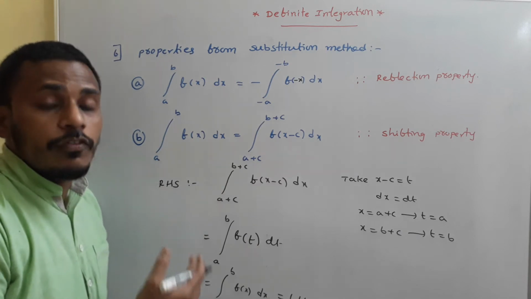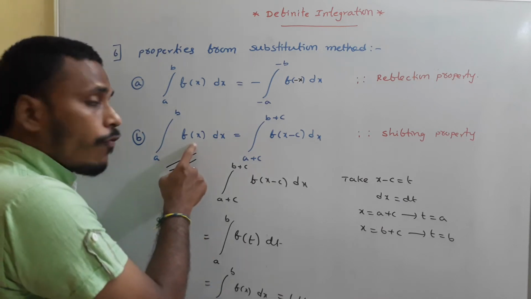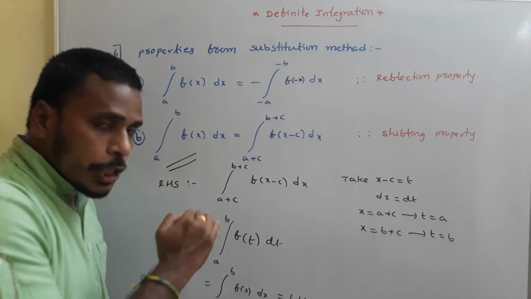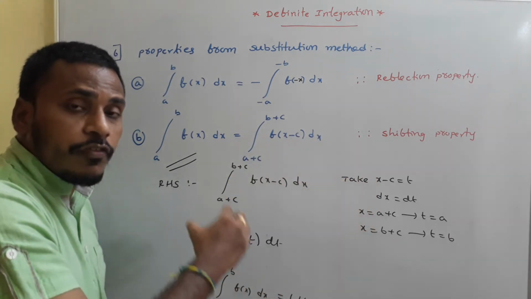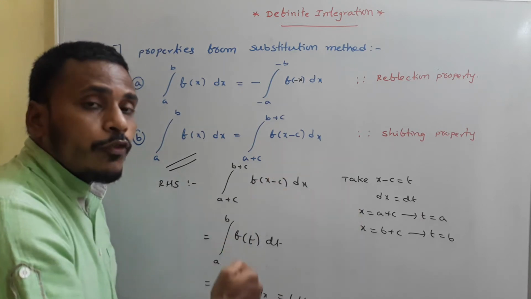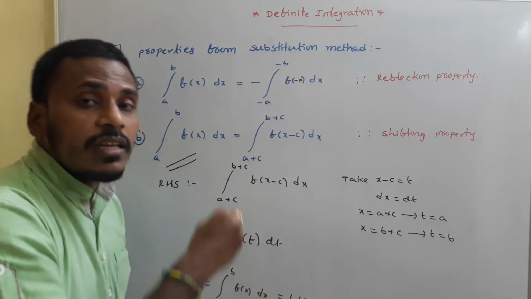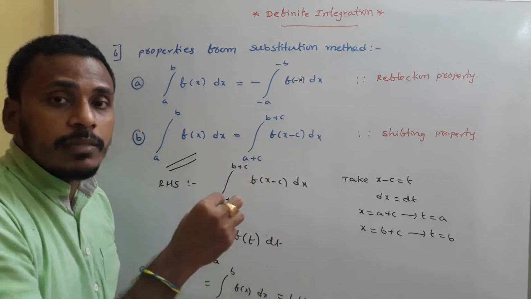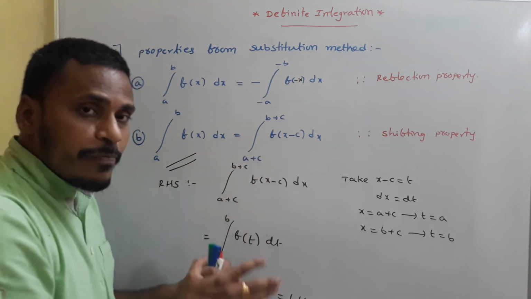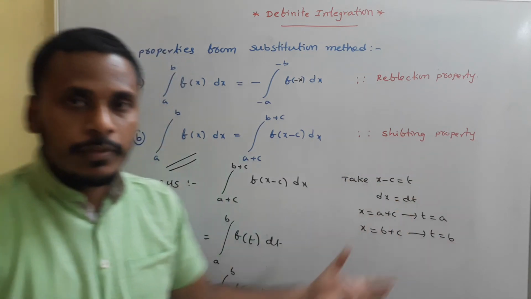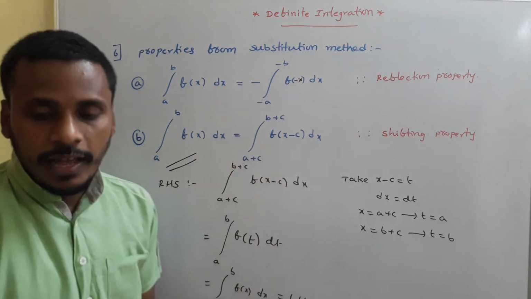Why are we calling it a shifting property? Basically, integral a to b f of x dx is the area under f of x between a and b. You just shift the graph completely by c units. If you shift the graph, the position of the graph will change, the coordinates on the graph will change, but the lengths and measurements, the areas, won't change. So that's why these two areas are the same, and we call it the shifting property. Okay, just have a look. This is the second property which we are generating using this substitution method.